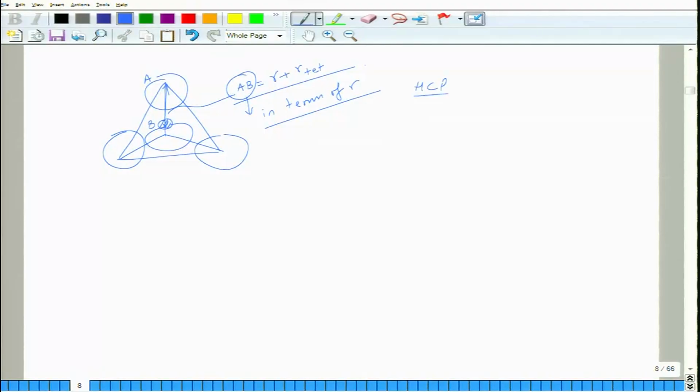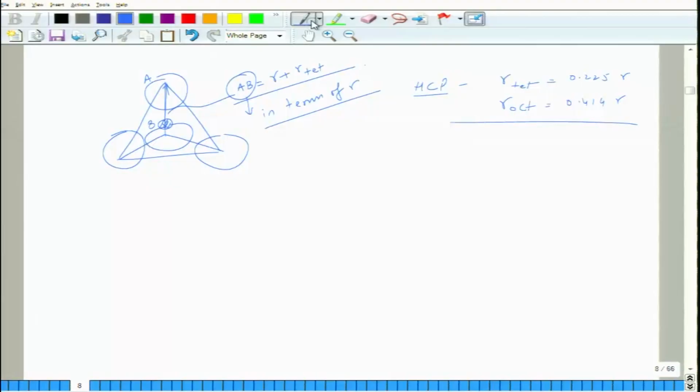The octahedral void remains the same, and so in the case of HCP also, R tet is equal to 0.225 R and R oct is equal to 0.414 R. Now, this is about the closed pack structures. Things are not the same in the case of BCC.